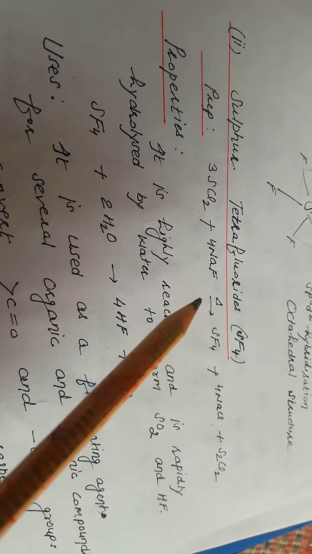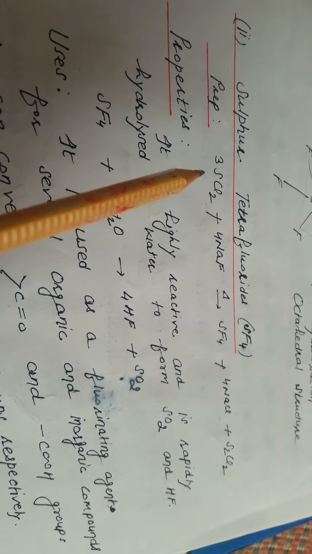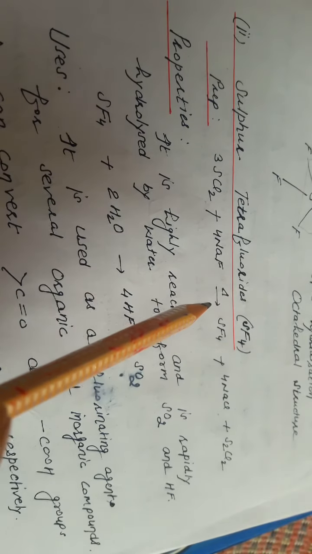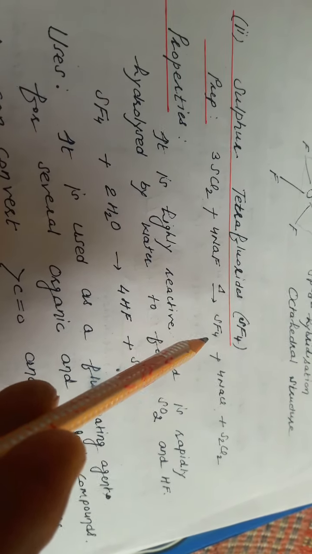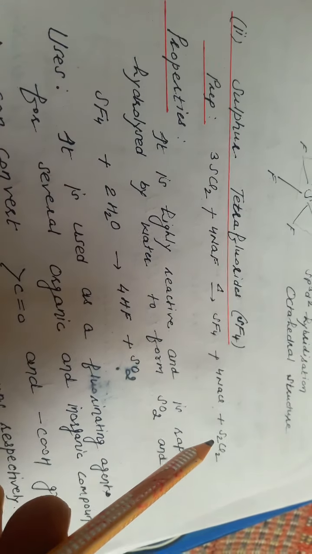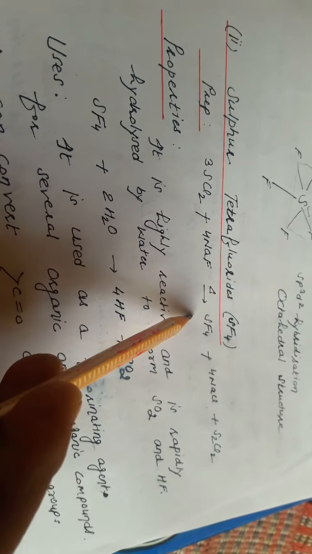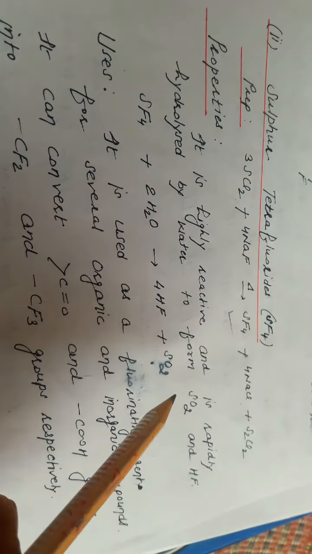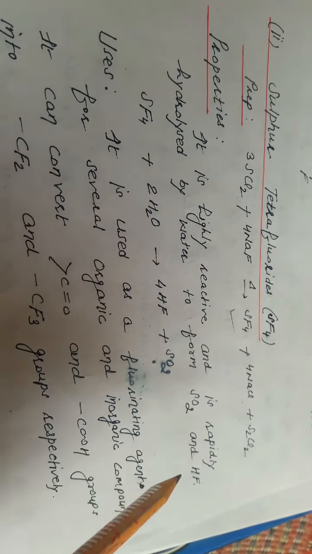Sulfur tetrafluoride, the second halide of sulfur, SF4. Simple preparation: from sulfur dichloride and sodium fluoride. When heated together, sulfur tetrafluoride along with NaCl and sulfur chloride will form. So sulfur tetrafluoride is prepared by this method. Properties: it is highly reactive and is rapidly hydrolyzed by water to form SO2 and HF.